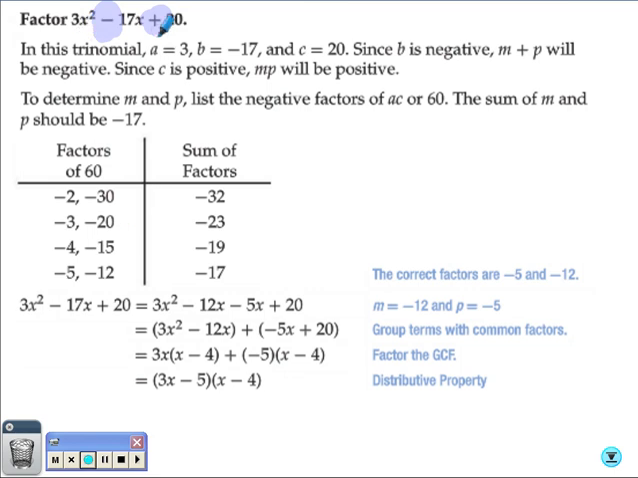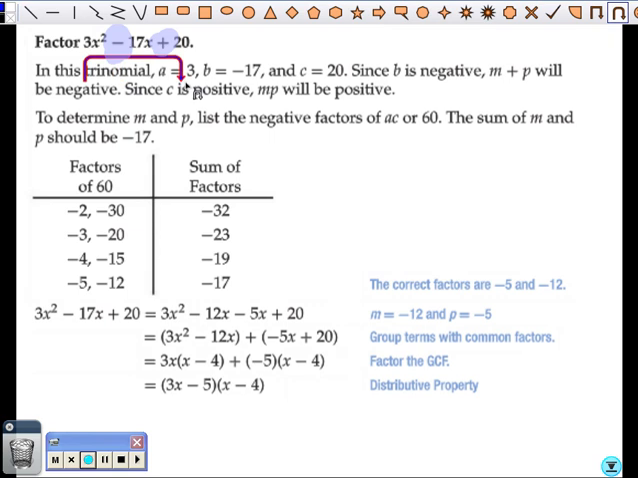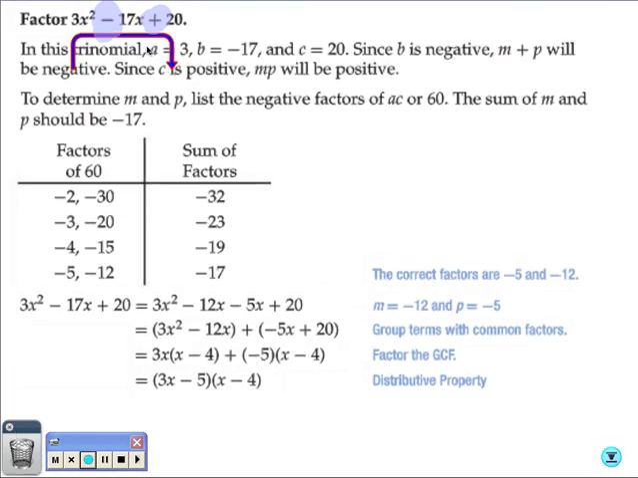We're going to multiply this 3 times 20. You can see right here, it was 3 times 20, and that's how we got our 60 right here. Okay, and then the negative 17. So that's how, right there, this negative 17x was changed to minus 12x minus 5x. After that, the factoring by grouping is still the same.